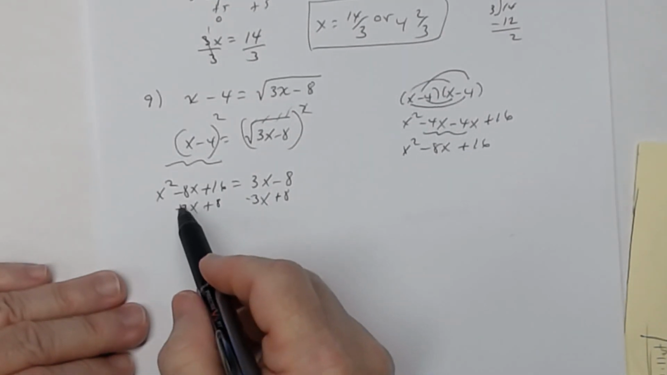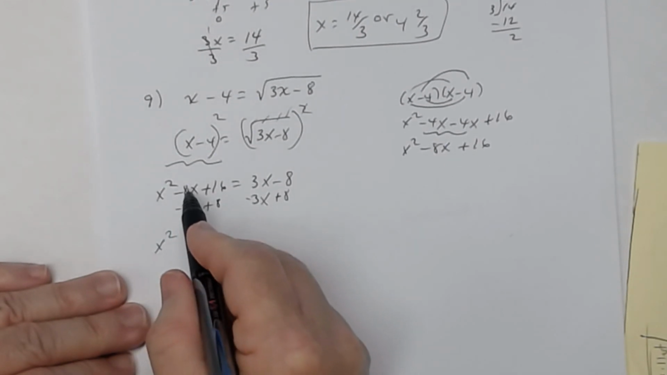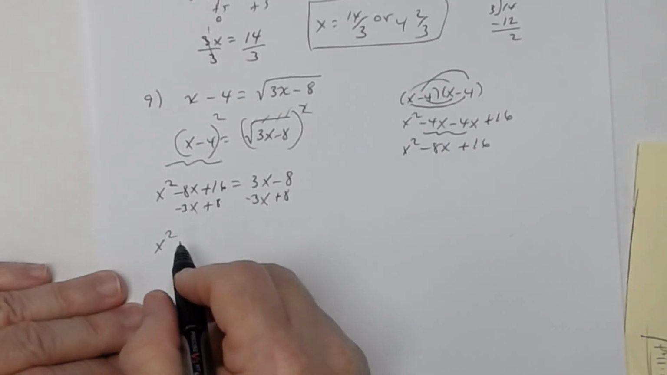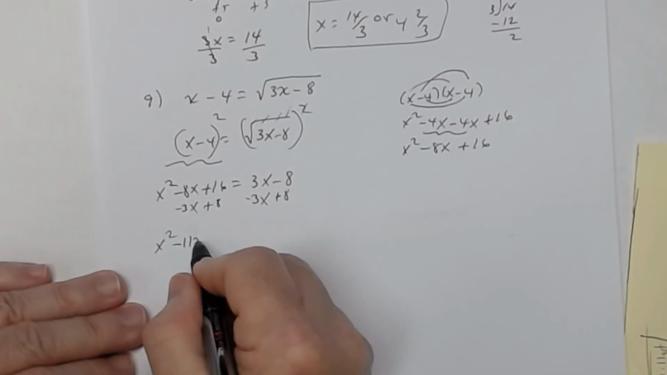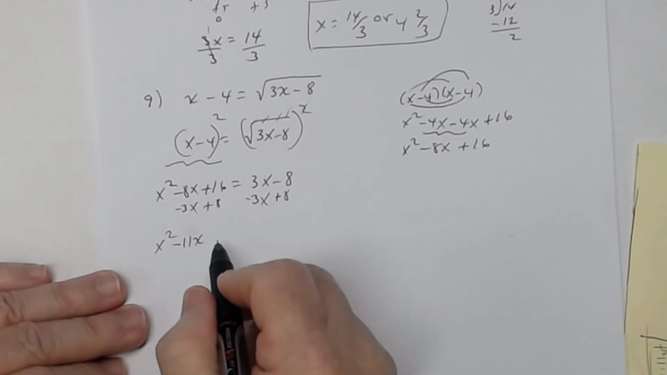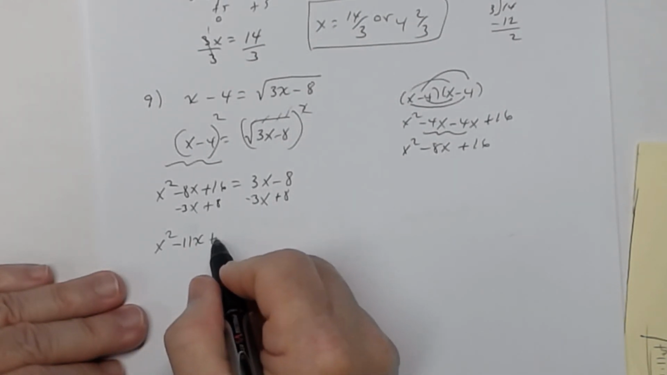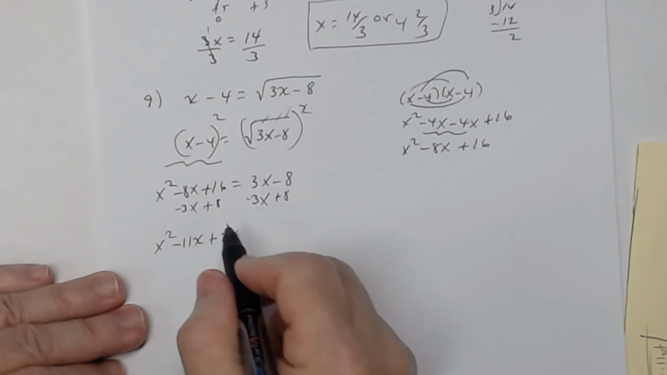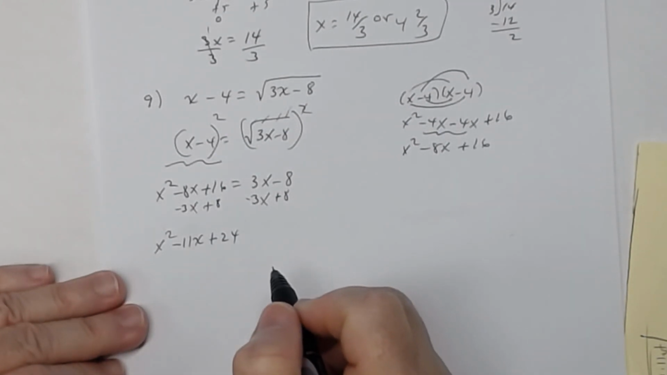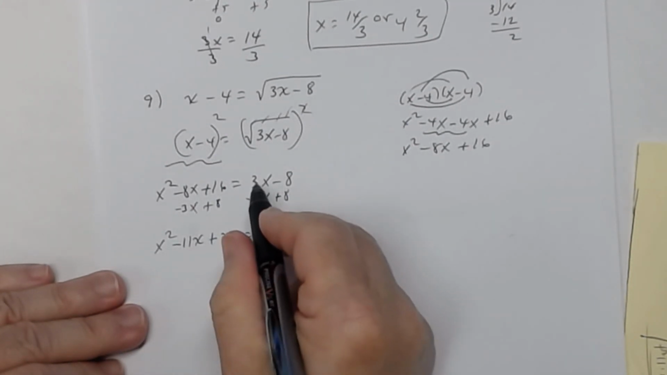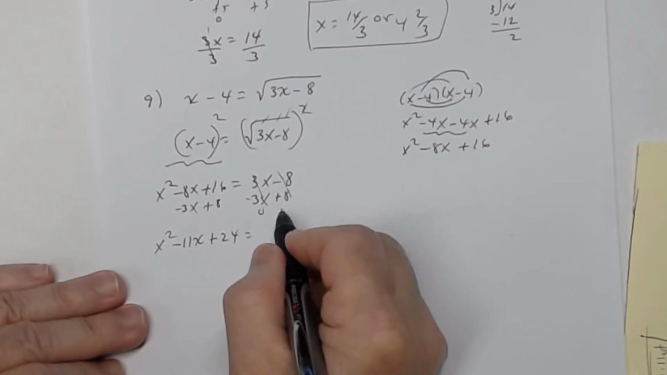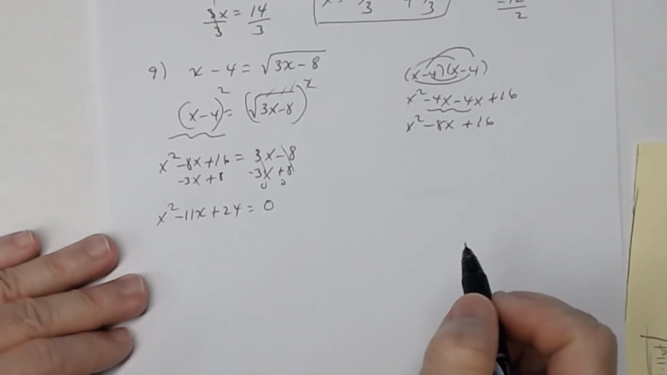And now combining like terms, I get x squared. A negative x and a negative 3x is a negative 11x. 16 plus 8 is 24. Positive 16 and a positive 8 is a positive 24, equal. 3x minus 3x is 0, and 8 and negative 8 are zeros. I get 0 on this side.